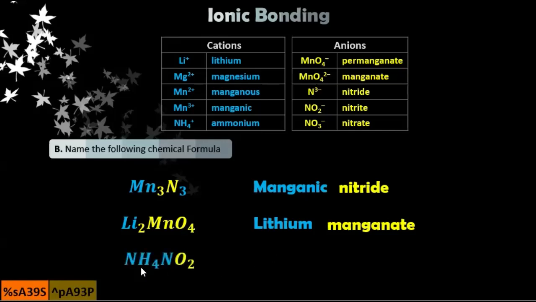Third example, we have NH4NO2. NH4, the 4 is daan sa atong formula, which is ammonium. And NO2, wala nilaing subscript nga 2, that is nitrite. So the answer is ammonium nitrite.